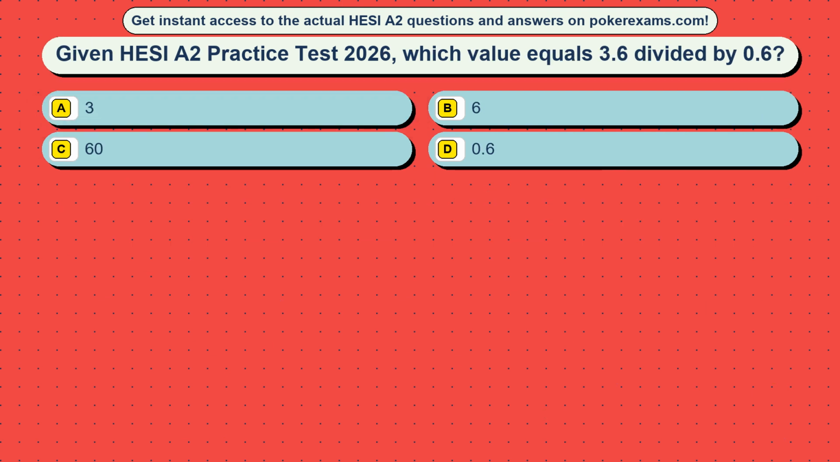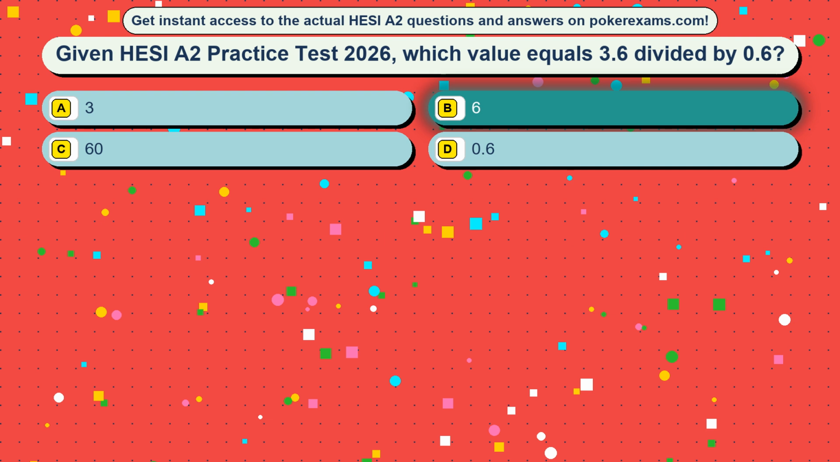Question 38. HESI A2 Practice Test 2026, which value equals 3.6 divided by 0.6? Option A, 3. Option B, 6. Option C, 60. Option D, 0.6. The correct answer is option B, 6.